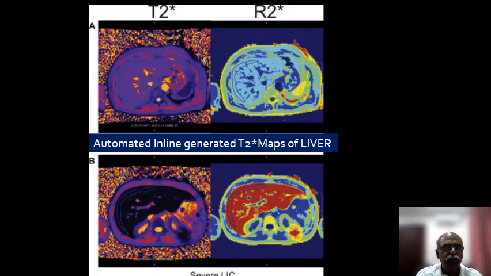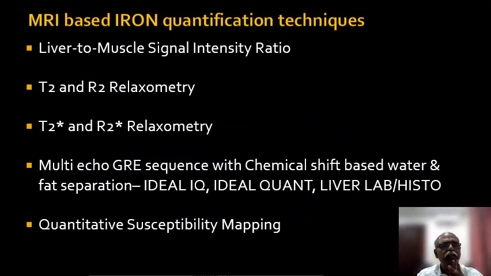So these are some examples taken from the net of recent advances, which are automatic inline processing. When you do a sequence, inline you get R2 star, T2 star maps. Just draw an ROI. You get liver iron concentration. As simple as that. So this is what it is about liver iron concentration by MRI.